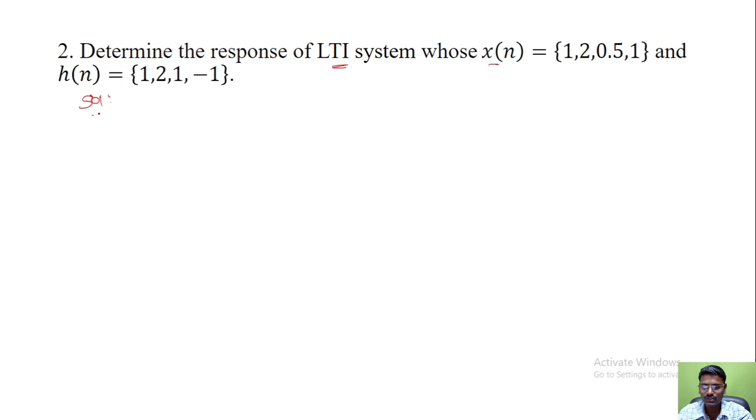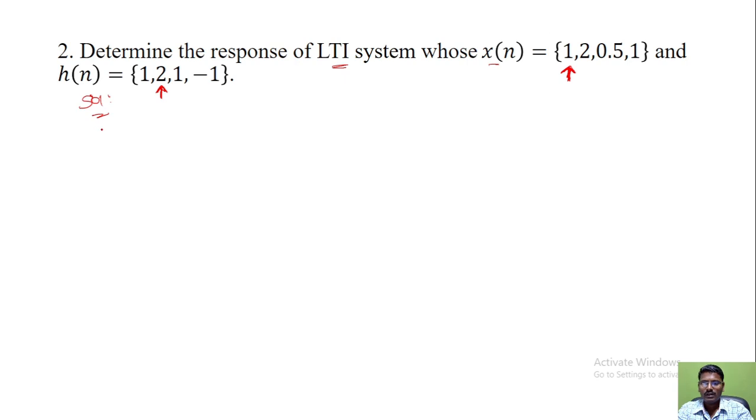There is one change, that is, they have also given the starting value, that is, the arrow mark is here in this question for h of n, and for x of n the starting sample is here. The arrow mark is here. They are given like that in this question, right? So we need to consider this.